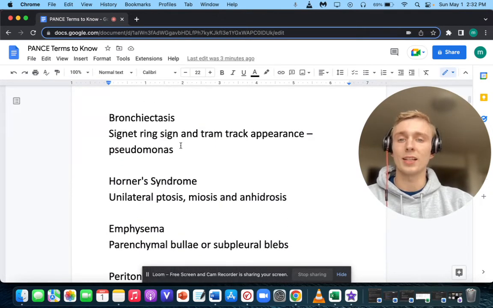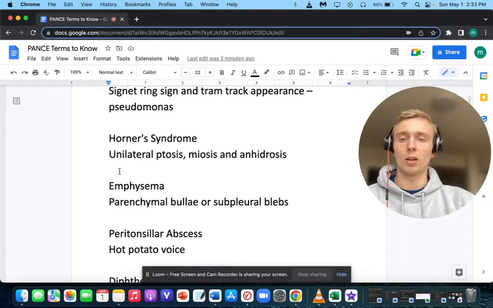The signet ring sign and tram track appearance, what does that make you think of? Bronchiectasis. So bronchiectasis, signet ring sign and tram track appearance. Also, what's the most common bacteria in bronchiectasis? That's going to be Pseudomonas. So Pseudomonas, most common bacteria, signet ring sign and tram track appearance, and that's for bronchiectasis.